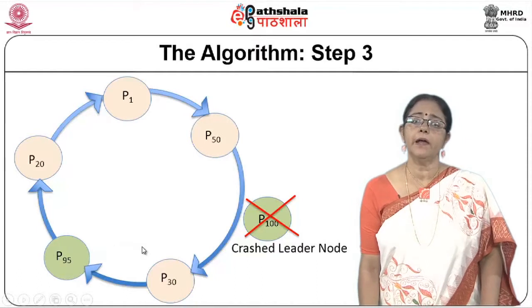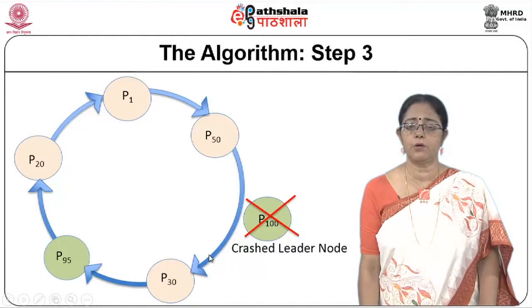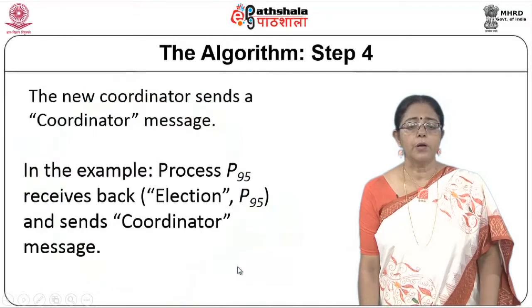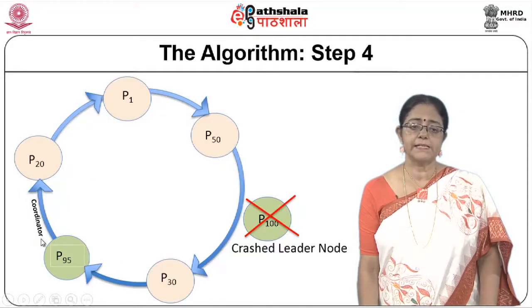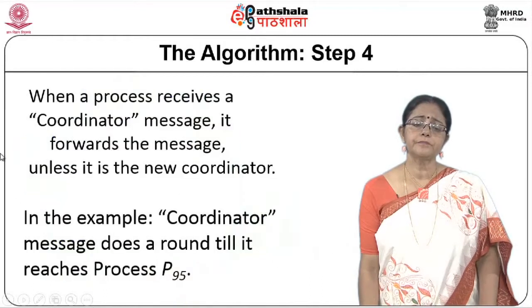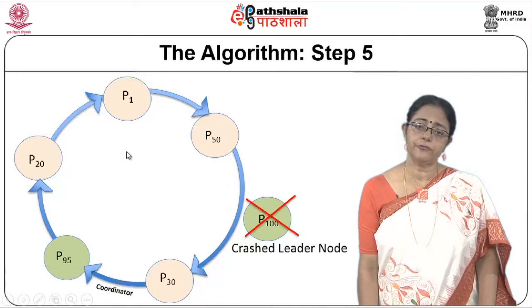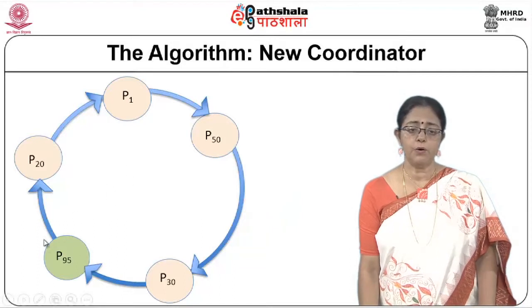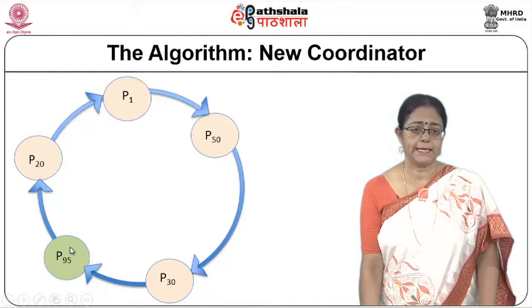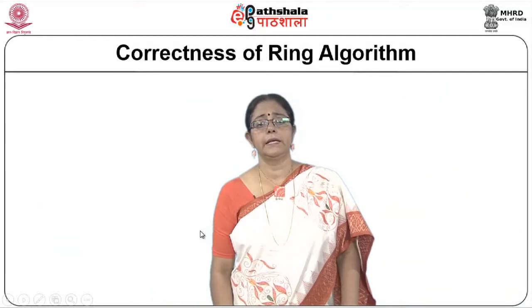After becoming the coordinator, it has to go to phase 2 and inform all the other nodes that I am the coordinator, because other nodes are not aware of who is the coordinator. So, now step 4 has to be executed, where the new coordinator sends the coordinator message. P95 sends a coordinator message to the next node, and step 5 says that this coordinator message will be forwarded to all the other nodes. So, P20 will forward, P1 will forward, P50 will forward, and P30 will forward till P95 receives back the coordinator message. Once P95 has received it, it decides that I am the coordinator. So, this is how the coordinator is detected.